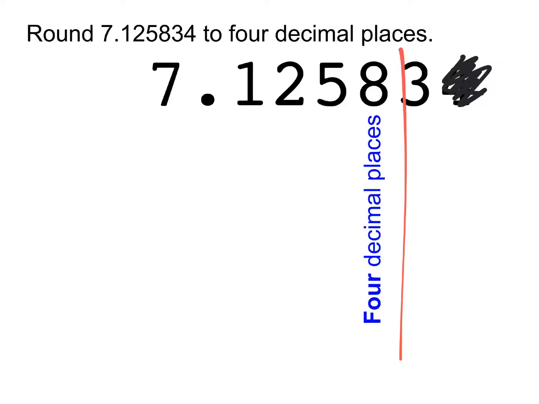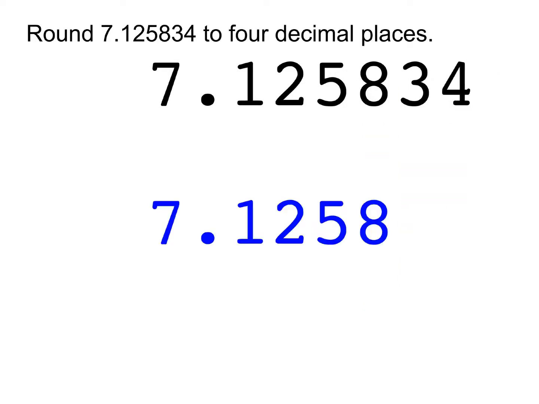I care about that 3. Does that 3 tell me to round it up or leave it alone? It says leave it alone. Yep. Because that number right after what we're rounding to, so that first number that's out here after that line, it's under 5. So it's between 0 and 4. If that's the case, it stays this. Our final answer here, 7.1258.